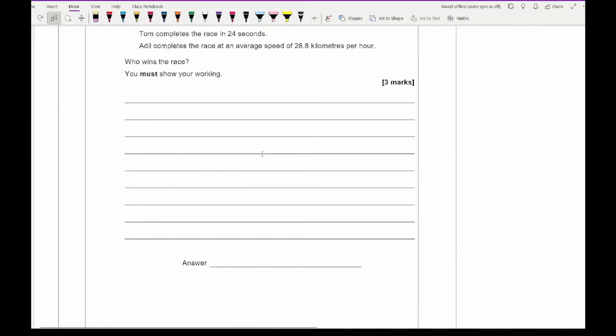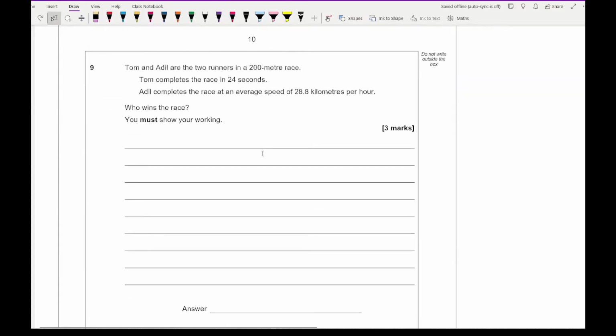Moving on to question 9, it says Tom and Ardil are 2 runners in a 200-metre race. Tom completes the race in 24 seconds. Ardil completes the race at an average speed of 28.8 kilometers per hour. Who wins the race? Well, there's a couple of ways in which you can do this. You can try and work out using distance, speed, time.